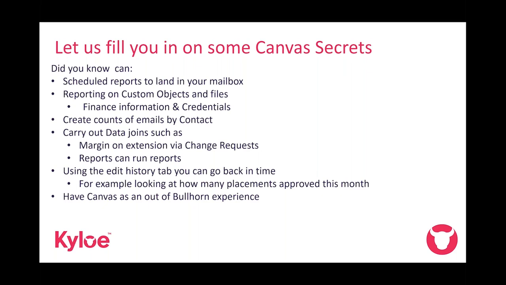You're able to join data you have in Canvas. So you can create a margin on the extensions you put through your placements using the Bullhorn change request feature. Or you can actually run one report within another one, and we're going to show you that today. You can use the edit history tab, so you can actually look at data back in time in Bullhorn. So how many placements were approved this month, not how many are outstanding at the moment.